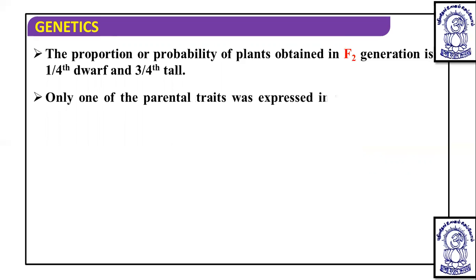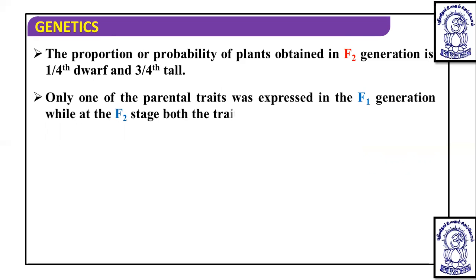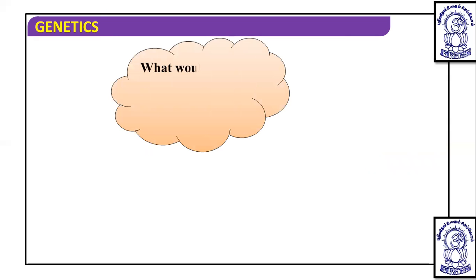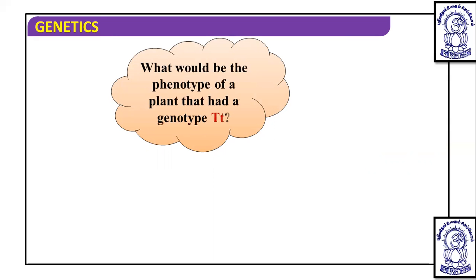Next, only one of the parental traits was expressed in the F1 generation, while in the F2 stage the traits were expressed in a proportion of 3:1, which means the phenotypic ratio is 3:1. So what would be the phenotype of a plant that had the genotype capital T small t?